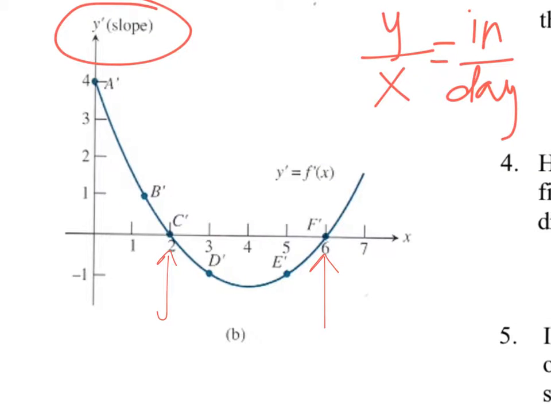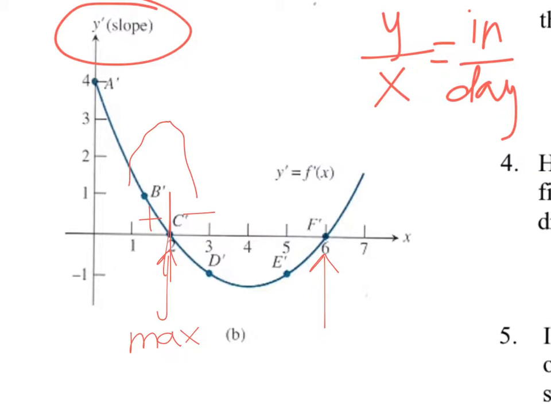One's going down, one's going up. Yeah, pretty much. What I do personally when I'm doing this one is I draw a line through it, and I think, okay, that's positive, that's negative. So it's going from positive, which is increasing, to negative, which is decreasing. So that has to be a maximum.